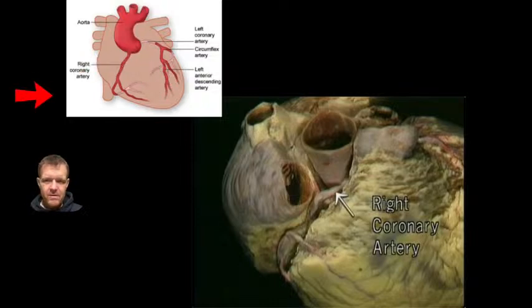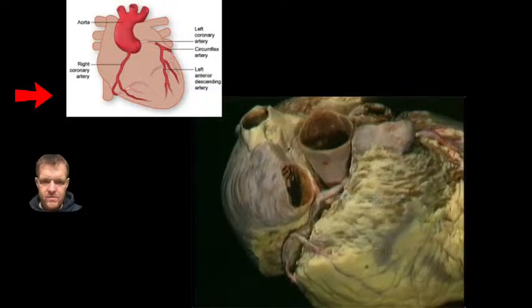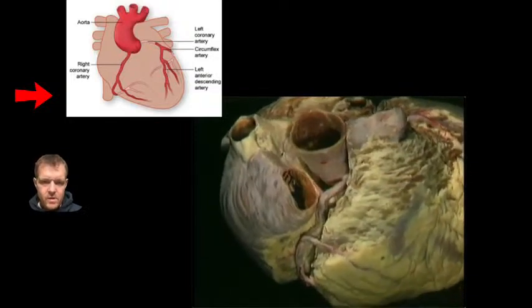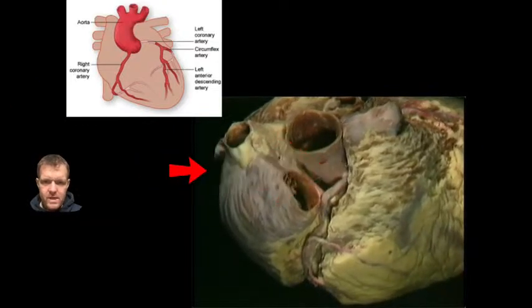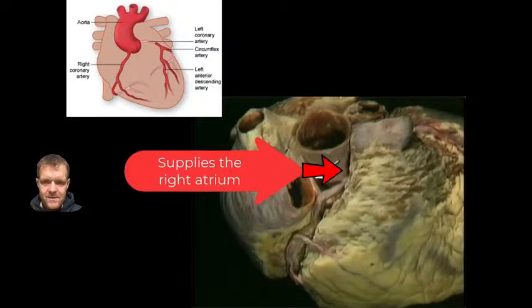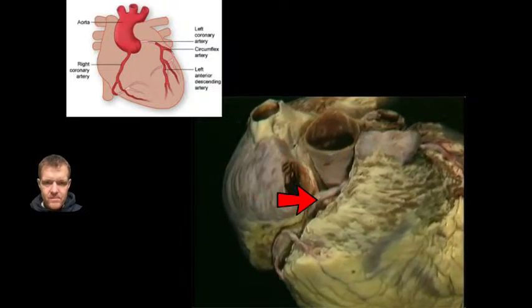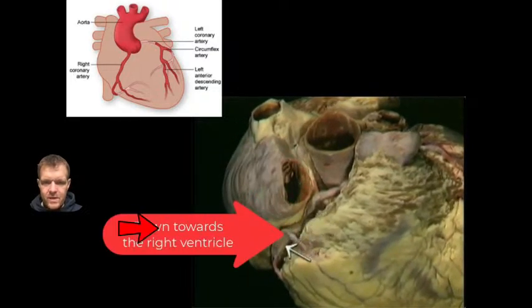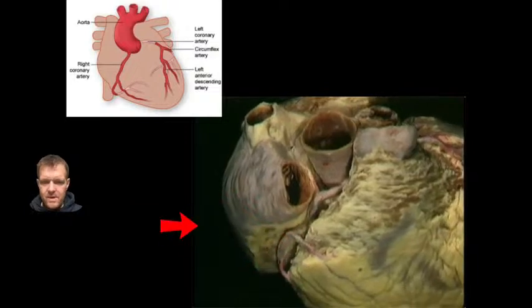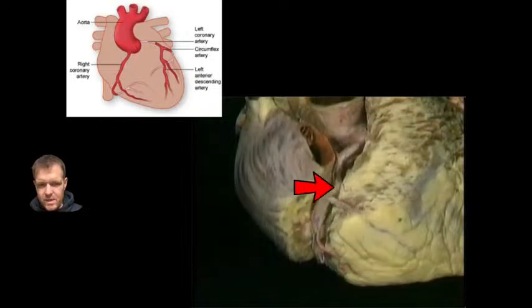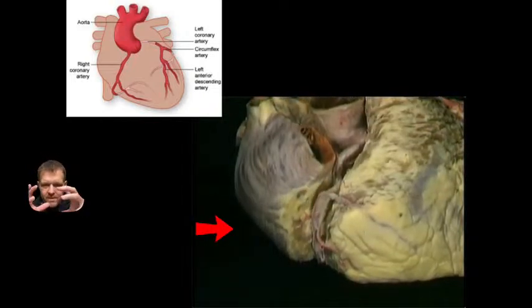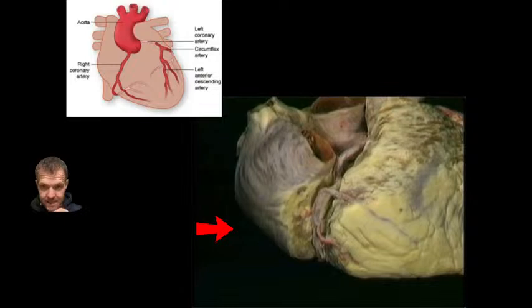Okay, and you may have heard that term before if you're dealing with cardiac patients and read their notes from the doc. So we've got the coronary artery, which was just coming out here. The coronary artery comes from the aortic sinus, supplies the right atrium, and then goes downwards to supply the right ventricle. Okay, and this is within the gully between the atrium and the ventricle itself, kind of protected in that space.